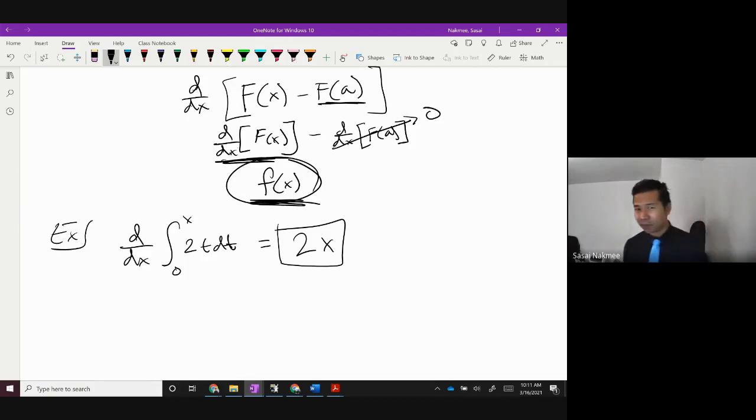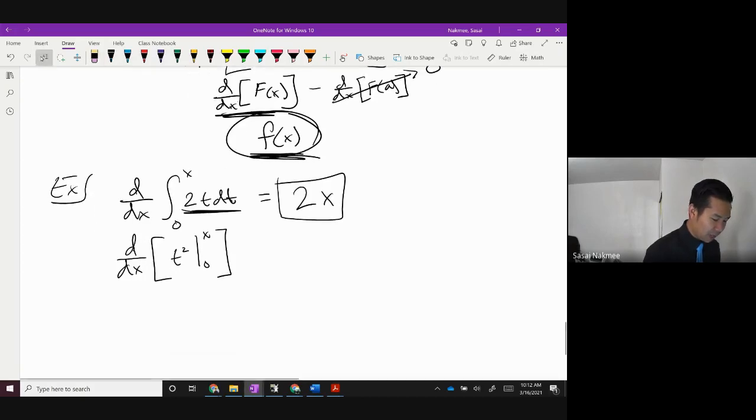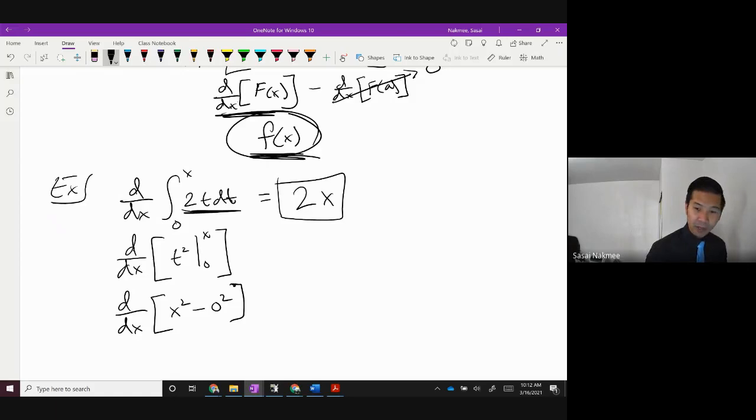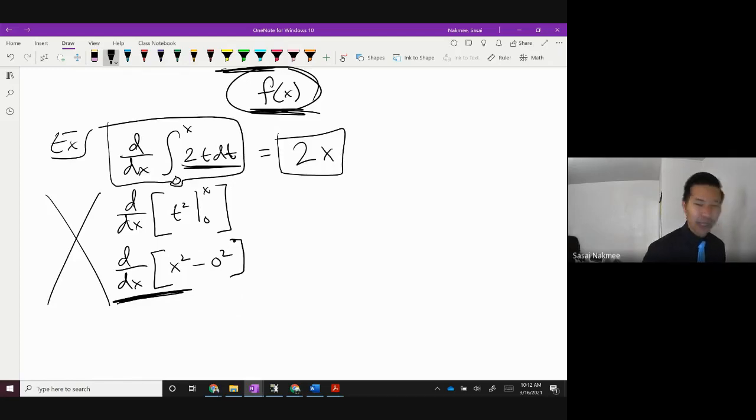This will happen every single time. I can show you the work for this, by the way. d/dx of the integral of 2t: the antiderivative of 2t is t squared, evaluated from 0 to x. When I evaluate this, it's the derivative with respect to x of x squared minus 0 squared. When I take the derivative of x squared, I get 2x, and when I take the derivative of 0, I get 0. So what I'm trying to tell you is you don't need to do all of this work if you know the fundamental theorem of calculus, which is that the derivative and the integral cancel each other out.